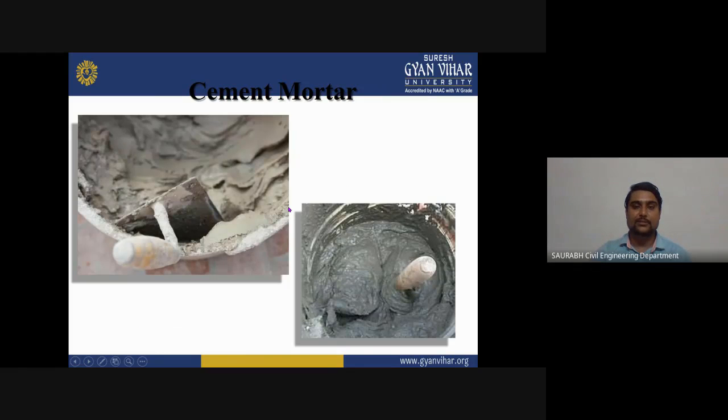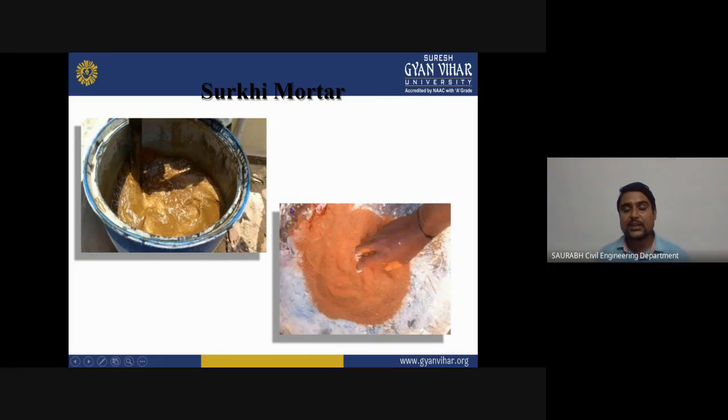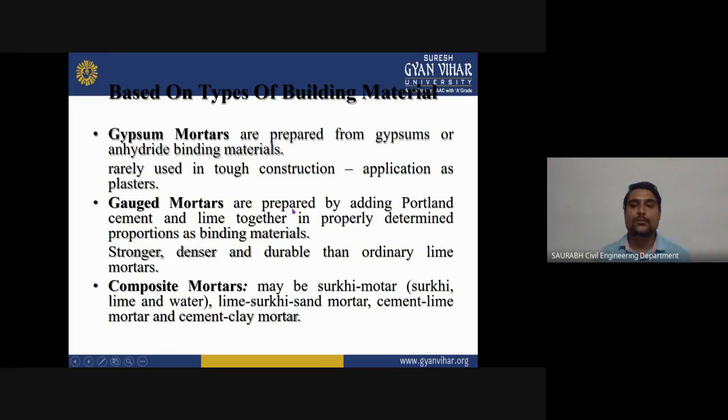And this is the image of cement mortar, which can be used in the construction of any kind of structure. And this is your surkhi mortar, and surkhi mortar can only be used for foundation work because of its strength. The strength of surkhi mortar is not as good as cement mortar.